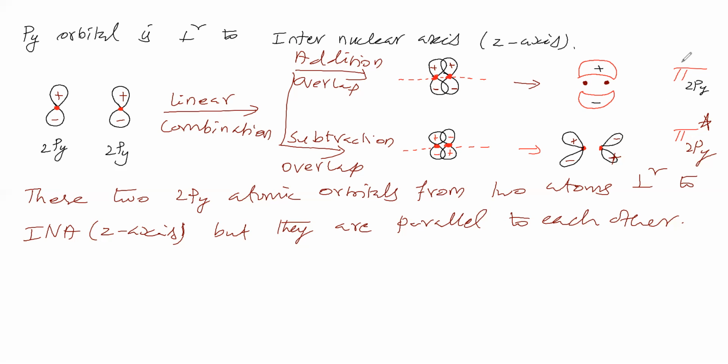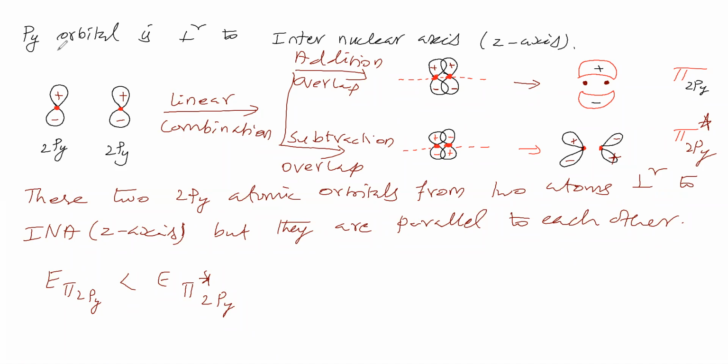How will the energy be? Energy of this and energy of this, how will it be? This energy will be lesser than that of this energy. So the energy of pi 2py is less than the energy of pi star 2py, because pi star means anti-bonding, so stability is less; it is bonding, stability is high. Therefore this energy is low and this energy is high. Next we will go to the px orbital.